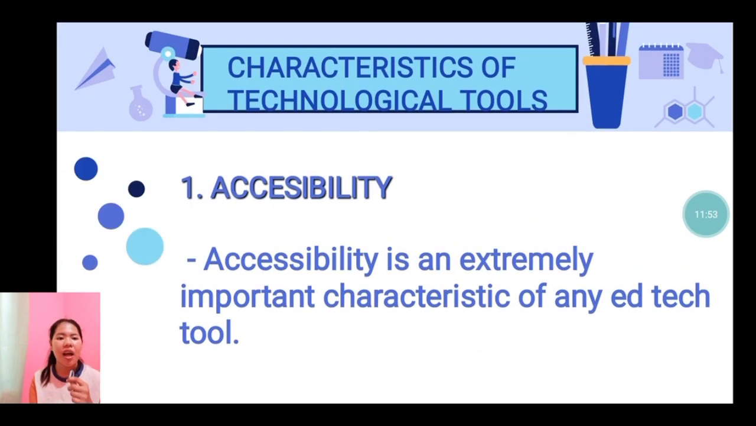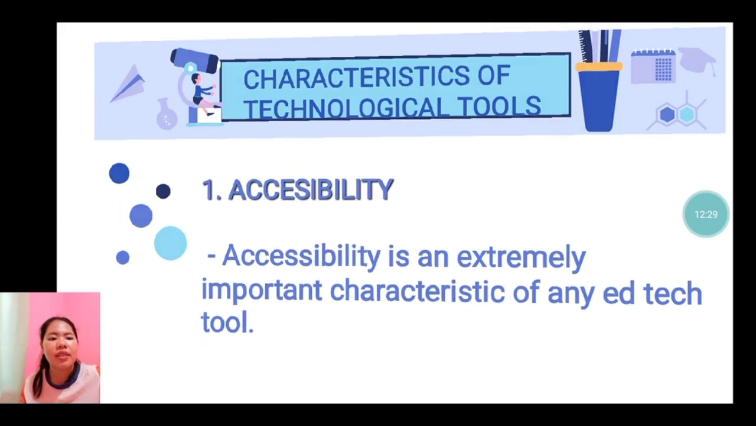So next, the characteristics of technological tools. So first, accessibility. Accessibility is an extremely important characteristic of any edtech tool. Accessibility means an edtech tool or educational technology tool would be accessible. Of course, the content can be accessible to all.